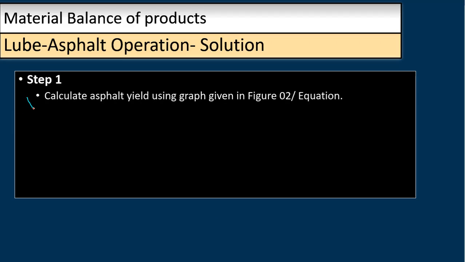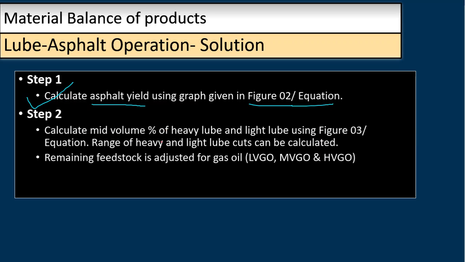Our first step is to find out the asphalt yield. We can use either the graph or the equation. Our second step is to find out the mid volume percent of heavy lube and light lube using either the figure or the equation. With the help of that mid volume percent we can find the range also, and the remaining material in the feedstock can be adjusted for the gas oil: light vacuum gas oil, heavy vacuum gas oil, medium vacuum gas oil, and so on.